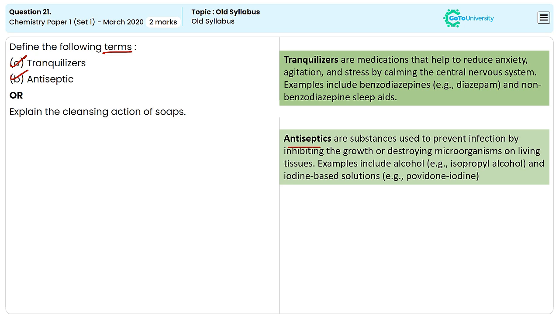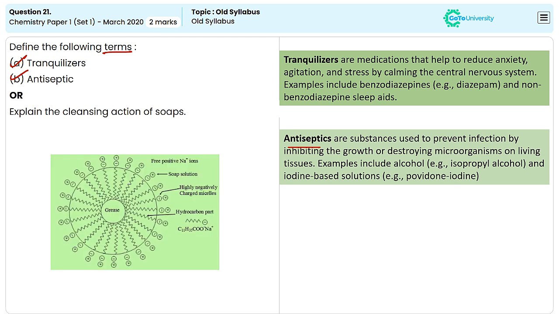When soap is added to water, the hydrophobic tail attaches to the oily or greasy dirt while the hydrophilic head interacts with the water. This forms an emulsion where the oil or grease is dispersed in water, and this allows it to be rinsed away.